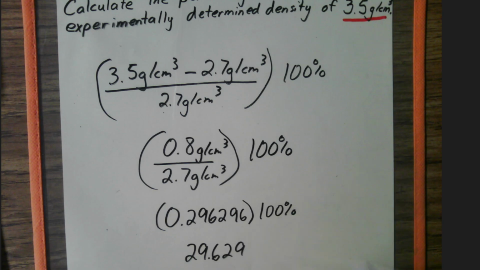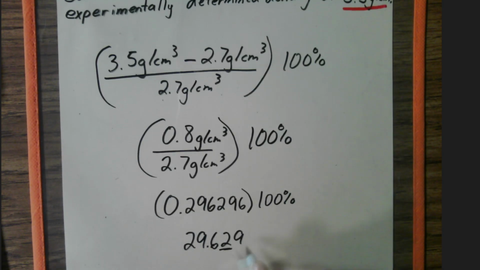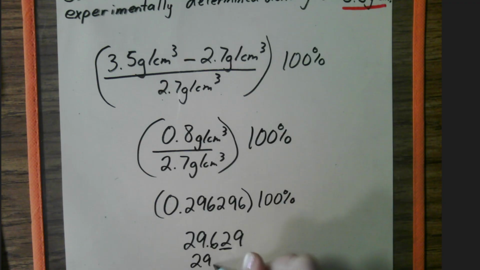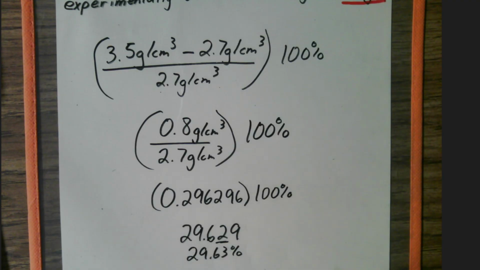29.629. I'm going to round to the nearest hundredths place. This 2, we're going to look back at this 9. This 9 is bigger than a 5, so this 2 becomes a 3. So it's 29.63%. Our margin of error is above what we were looking for. Let's do one more.